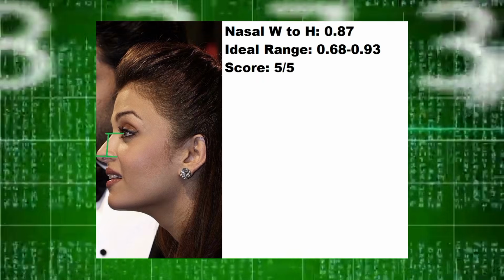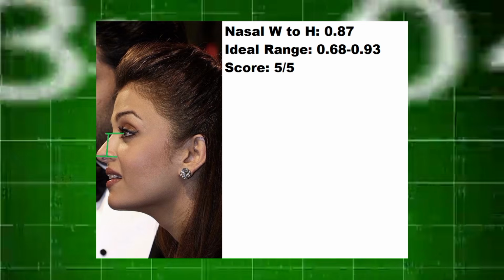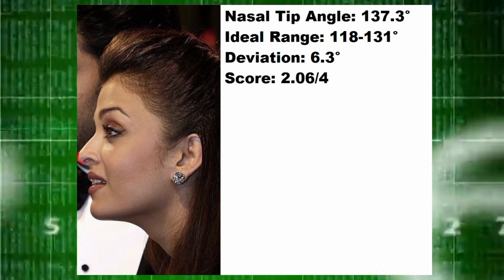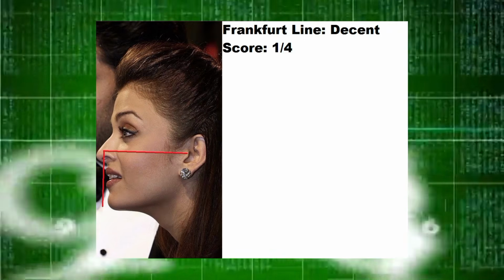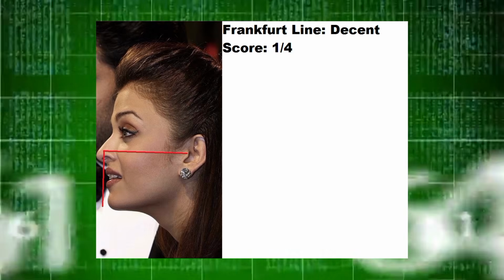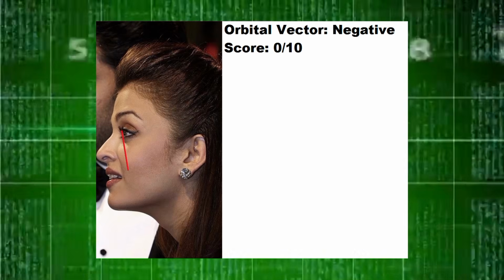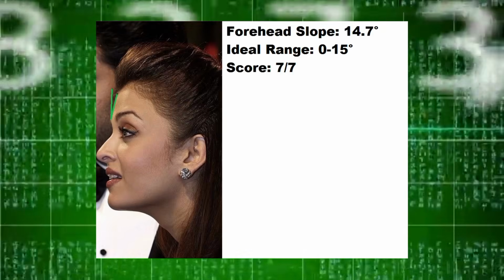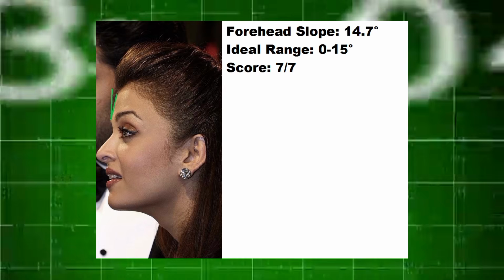Her nasal width to height ratio is ideal at 0.87, showing good nasal proportion. Her nasal tip angle is 137.3 degrees, higher than ideal, giving her nose a softer, rounder tip shape. Her Frankfurt line is decent, though not ideal. Her orbital vector is negative, meaning her eyes sit slightly deeper relative to the mid-face plane. Her forehead slope is ideal at 14.7 degrees, balancing her upper face beautifully.